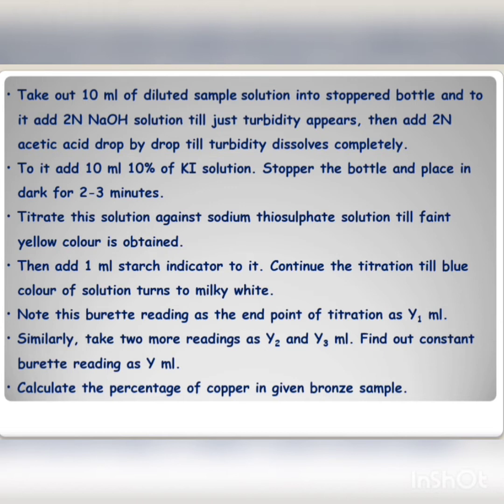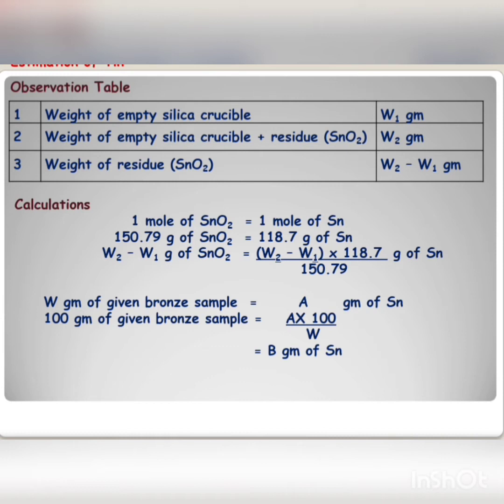Now here we will call the reading the Y1 reading. 2 more readings we will take, and we will write down the constant burette reading, and from this constant burette reading we can calculate the percentage of copper present in the bronze sample.